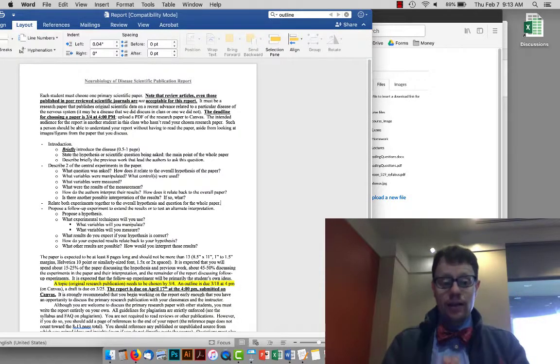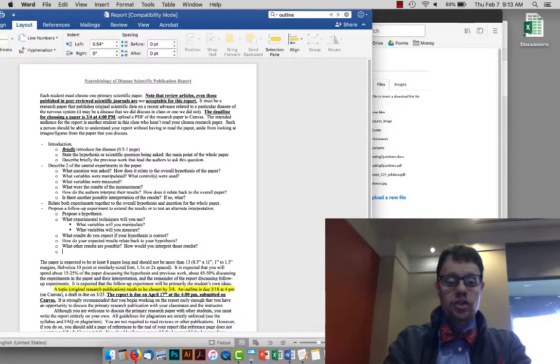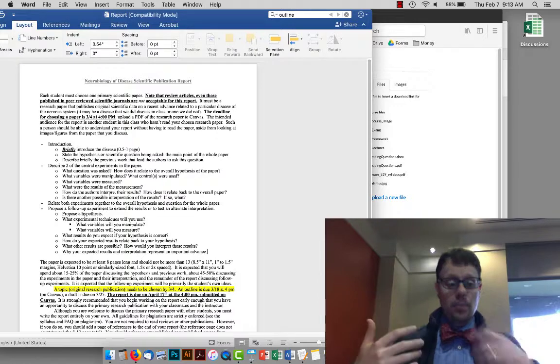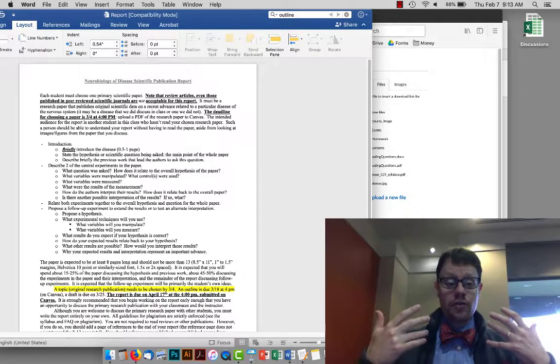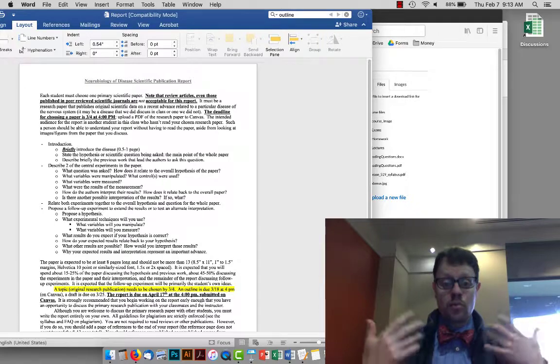And then finally, for the new experiment, you should describe what other results are possible and how you would interpret those results. And then after that, you should describe why your expected results and interpretation represent an important advance. So, ending on a positive note, if you find this, what does that tell us more broadly about what's going on?